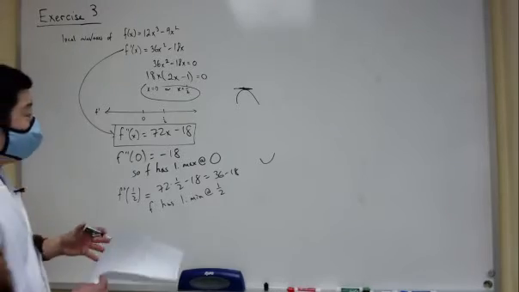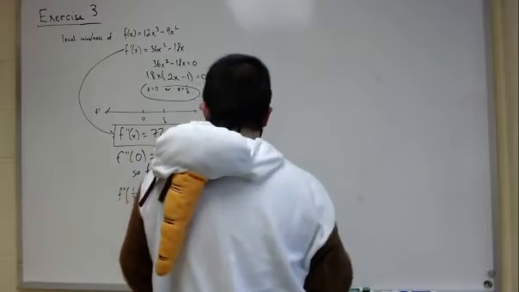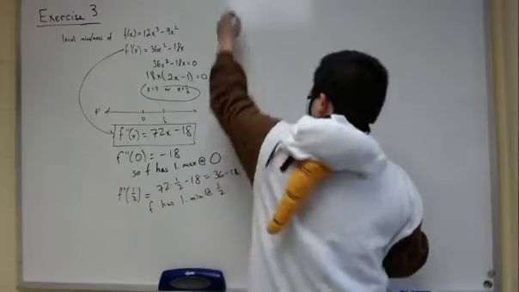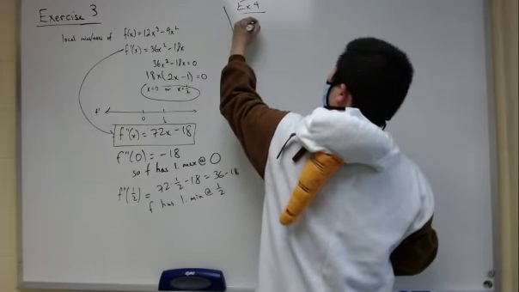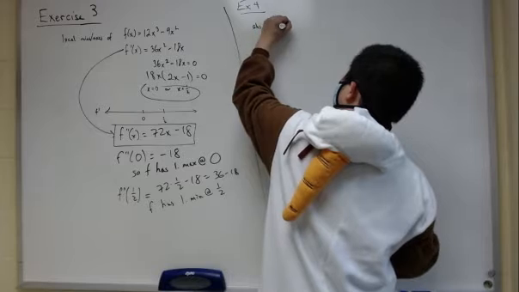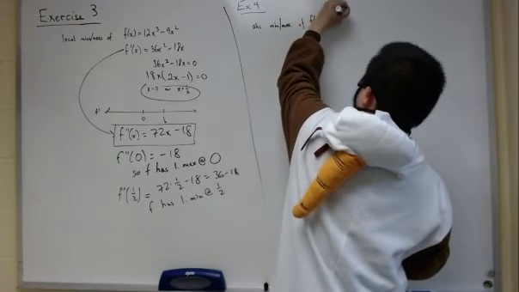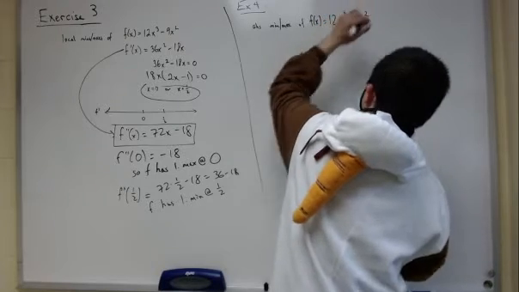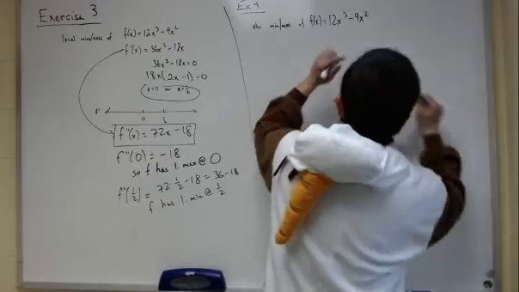Let's take a look at exercise 4, which at least uses the same function, so we can kind of save on some of our work here. Exercise 4 is now the absolute mins and maxes of f of x, same function, except now an interval has been given. What is that interval here? Negative 1 to 1.